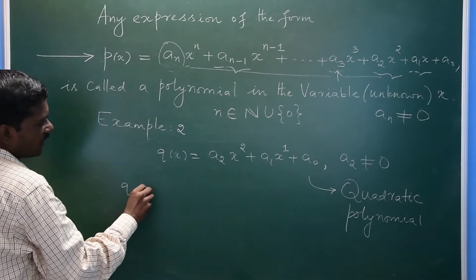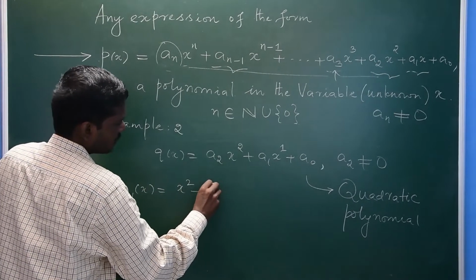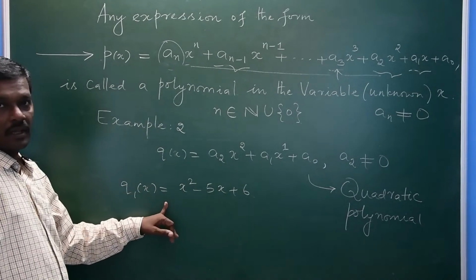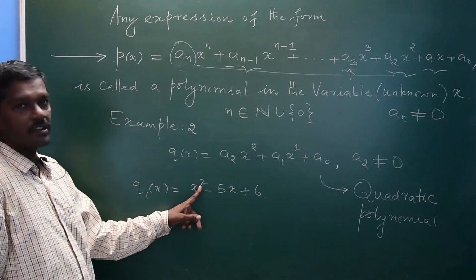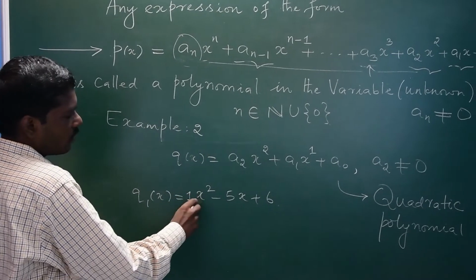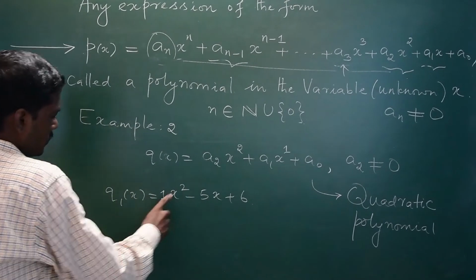For example, q1 of x is x square minus 5x plus 6. So this one is an example of a quadratic polynomial. Look at the degree of the polynomial, 2. When nothing is given, the coefficient is to be taken as 1. So the degree of the polynomial is 2.